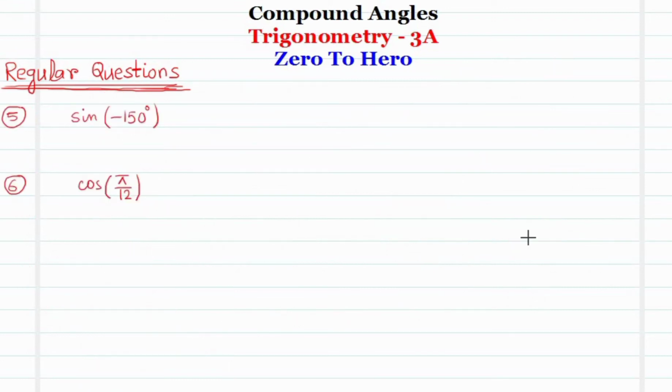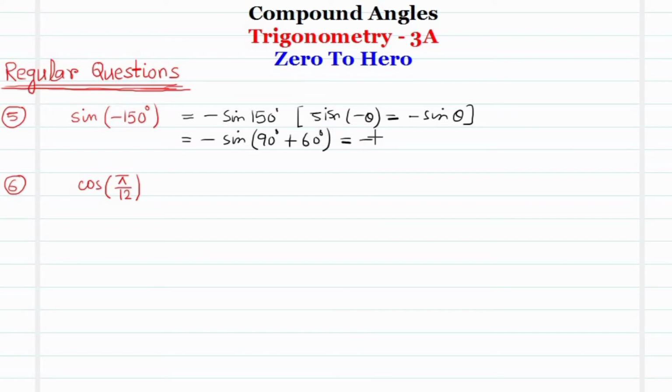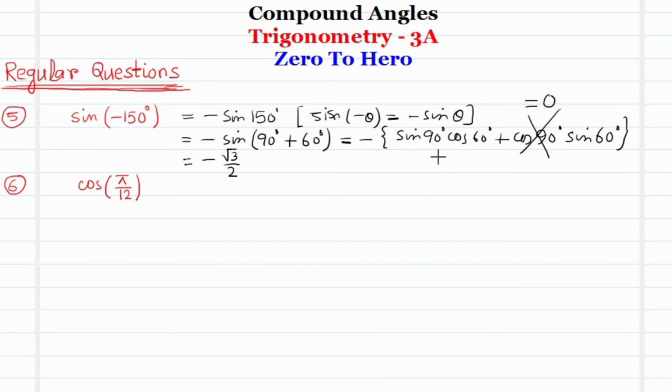Consider these two questions. The first question is sine of minus 150 degree. What is the value of sine minus 150 degree? Recall that sine of minus theta is equal to minus sine theta. So this is same as minus sine 150 degree, and 150 is equal to 90 and 60. So minus sine, then apply the formula sin A cos B plus cos A sin B, which will give us the value equal to minus root 3 by 2, because cos 90 is 0. What is the value of cos 90? Cos 90 is equal to 0. And what is the value of sin 90? Sin 90 is equal to 1.